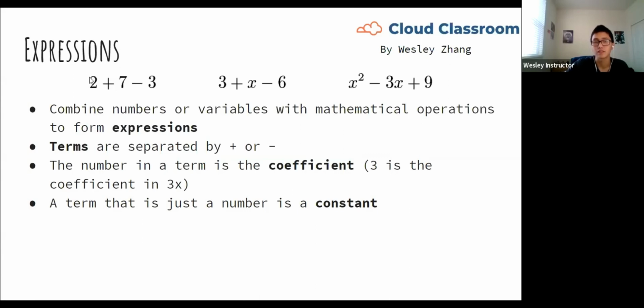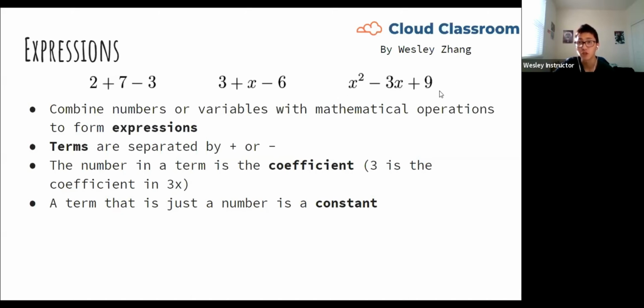So the first one, 2 plus 7 minus 3, there are no variables. Those are all numbers and mathematical operations. 3 plus x minus 6, x is a variable. It is a letter representing a number. And then x squared minus 3x plus 9. This is another example of an expression. So we will not deal with expressions that have variables raised to a power. That will be for later.